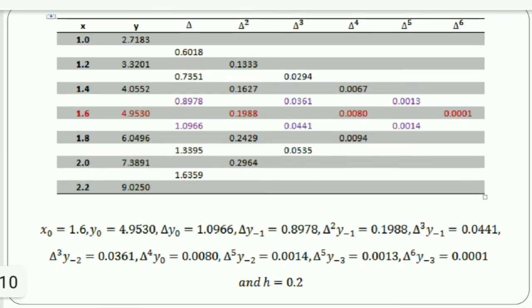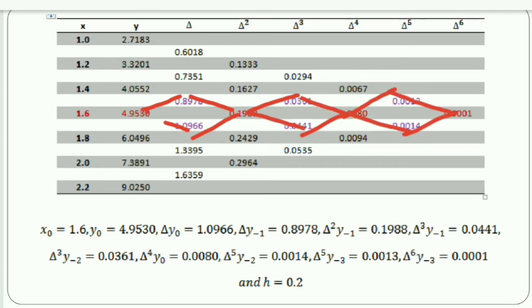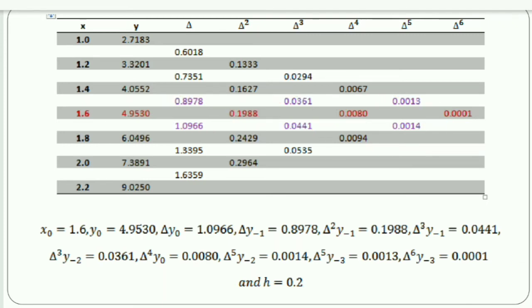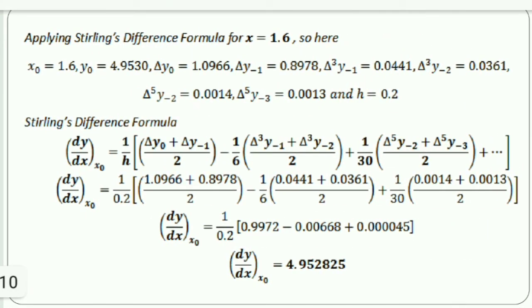Okay, so the pattern of taking the values will be again like this. This is the same pattern as Stirling's formula also, and in Stirling's difference formula we have to go with this pattern only. So all these values will be needed. Some values will be needed for dy by dx, some values for d square y by dx square. Right, so first of all we will go for the calculation of dy by dx.